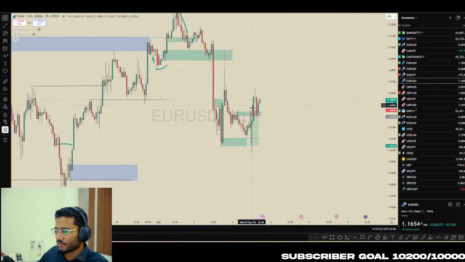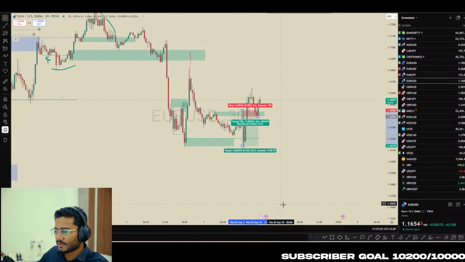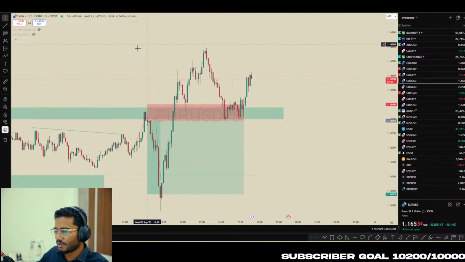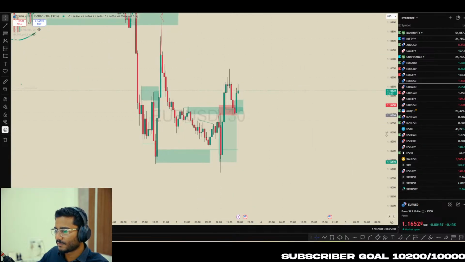Let's look at DXY. Here, this is the area which took out the high. So on EU, price can tap this order block and it can continue from this area. It should continue because now price has taken out this previous liquidity from this low. So it should continue higher. Let's see.